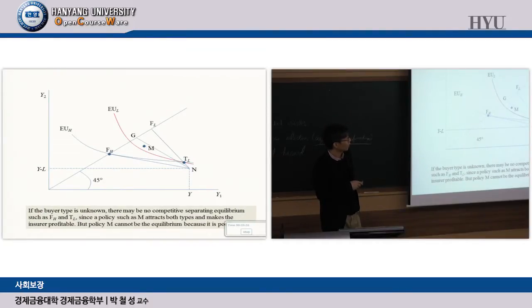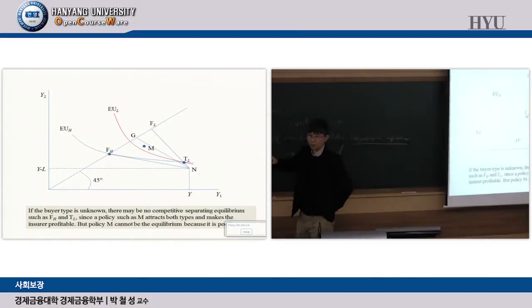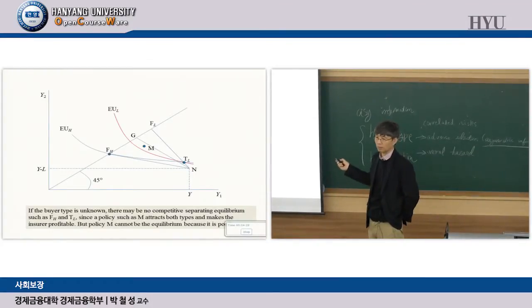But if most of the people are low risk type, then there is a possibility that a policy M like this can be sold. So if the buyer type is unknown, then FH and TL is not an equilibrium, because it will be disrupted by point M. Point M makes this equilibrium unstable, so it's not an equilibrium. However, M cannot be an equilibrium either, because there is no pooling equilibrium in the first place. So in this case, there is neither a separating equilibrium nor a pooling equilibrium. Even the separating equilibrium cannot exist.